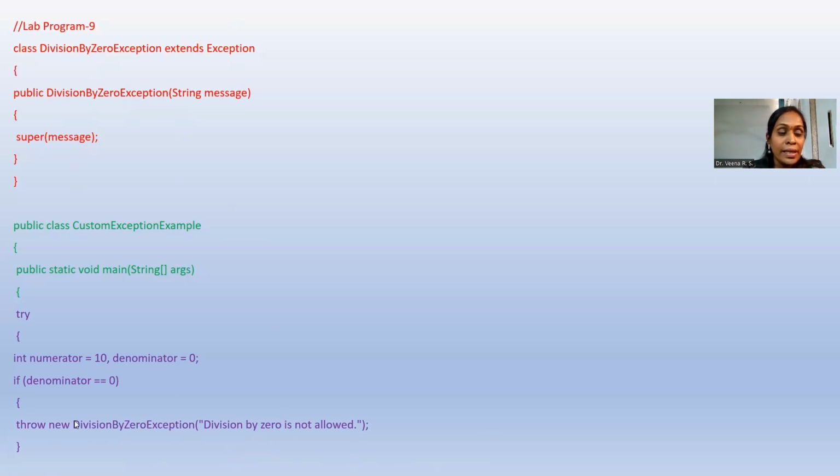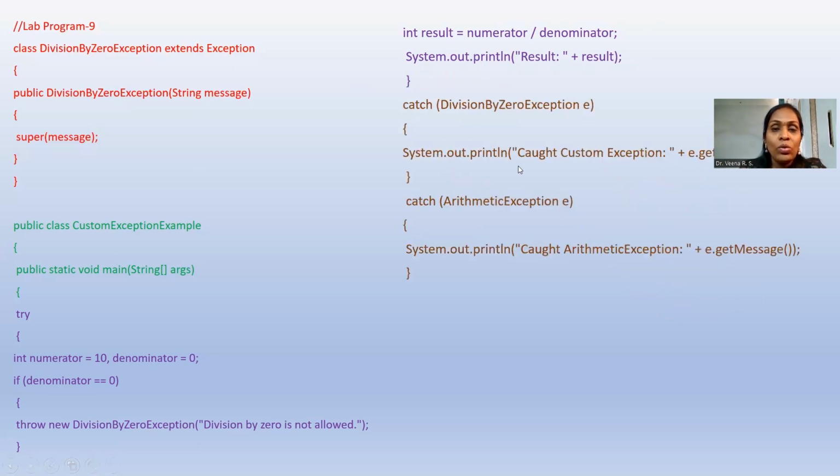So here, new DivisionByZeroException is creating an anonymous object. Anonymous object in the sense that we have not given a name to the object, because I know the object name is not going to be used later. So I have just thrown an anonymous object over here. This is how you write a throw statement. And if the denominator is not 0, then it should divide the numerator by the denominator and print the result.